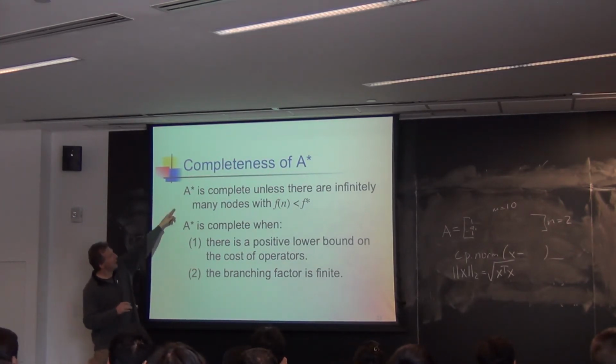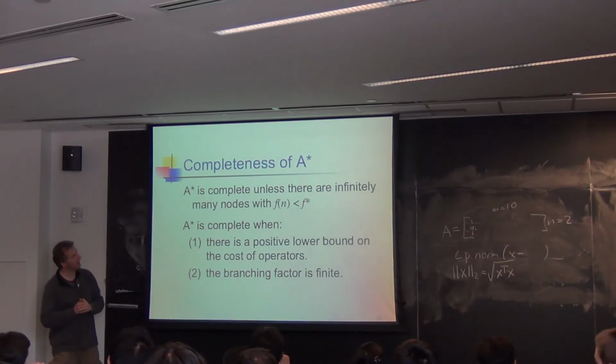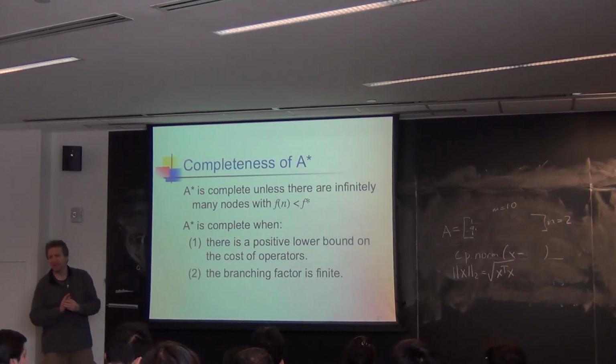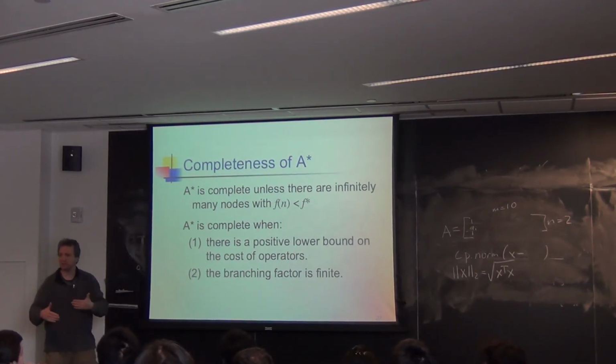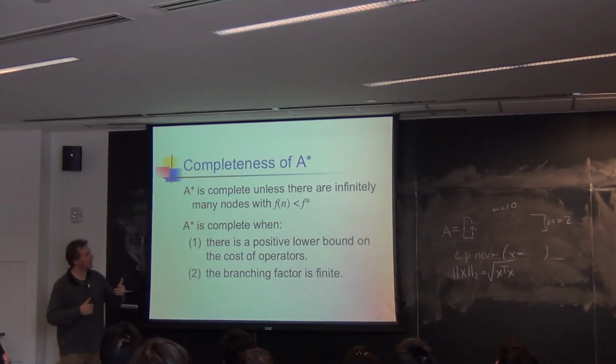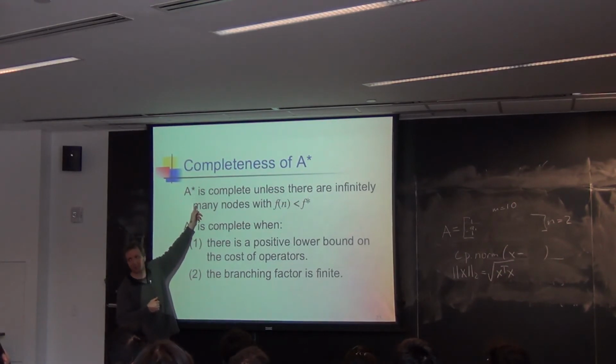So A star is complete unless there are infinitely many nodes with f of n less than f of star. Unless there are infinitely many nodes, meaning that if you keep going and you can keep expanding states, and you have a cycle or whatever, then you're not going to find the answer. But otherwise, you will find an answer.